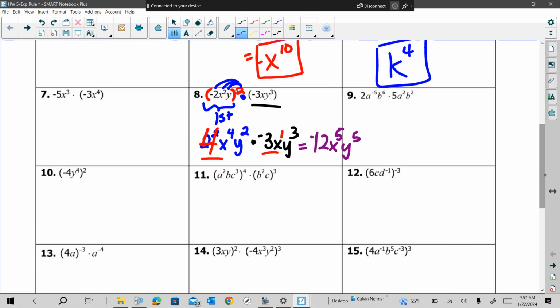Okay, so 10 is like number 8. All we have to do is distribute the exponent to each term. So the first thing is negative 4 squared, and this y now becomes to what power? 8. All you need to do now is simplify that number. Like I said, I'm going to get you started. I want to see if you can finish it.